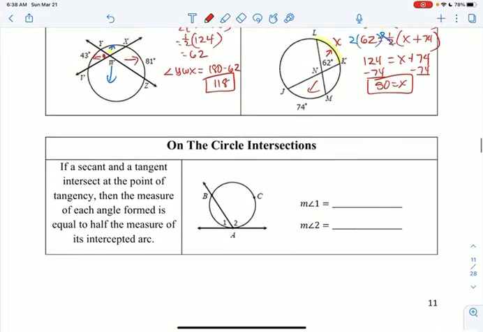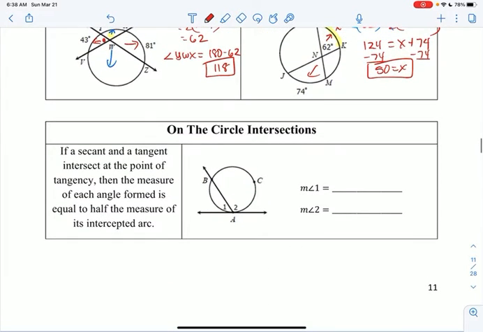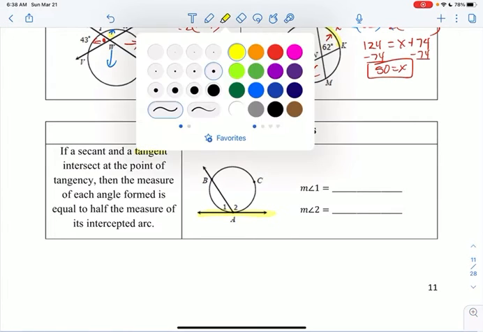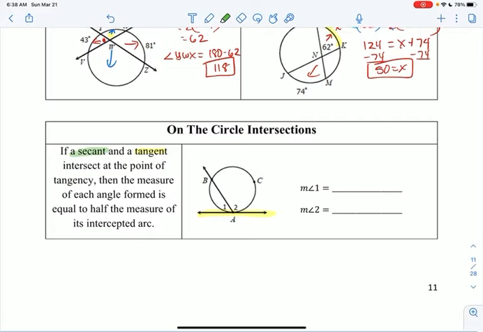All right, second rule. Sometimes my angles are not central angles, and they're not inscribed angles, and they're not inside the circle, and they're not outside the circle. They're sort of on the circle. So if a secant and a tangent, and just to remind you guys, a tangent is a line that touches the circle once, and a secant is a line that goes through the circle. If a secant and a tangent intersect at a point of tangency, then the measure of each angle formed is equal to half the measure of its intercepted arc.